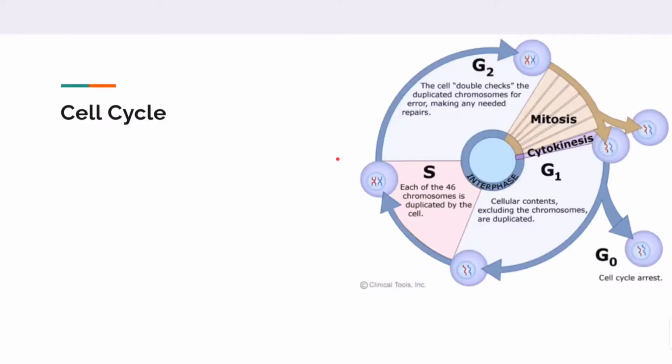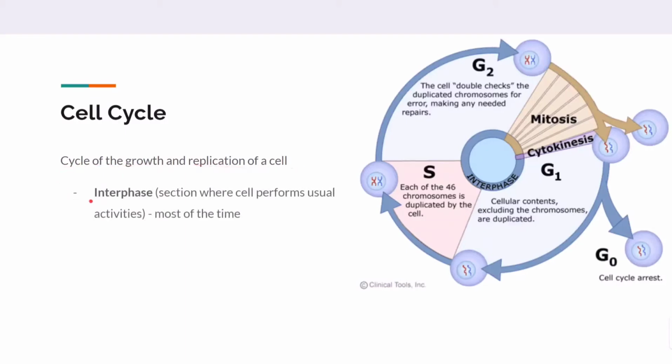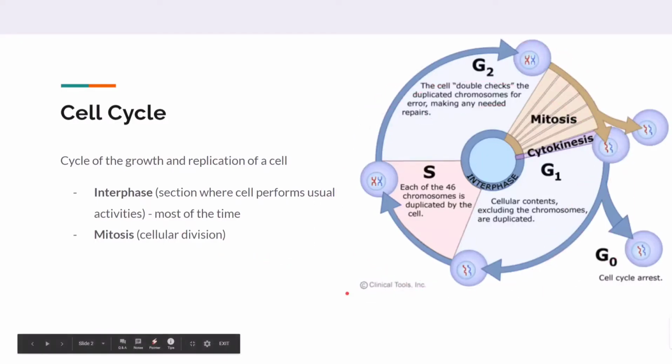So today's video is on the cell cycle, and the cell cycle is just the cycle of a cell where it grows and replicates. The cell cycle includes two phases: interphase, which is the section where the cell performs its usual activities, and this takes up most of the cell cycle; and mitosis, which is our cellular division, which is proportionally a very small section of the cell cycle. And this diagram here represents the cell cycle, and we'll be looking into each of these sections in a minute.